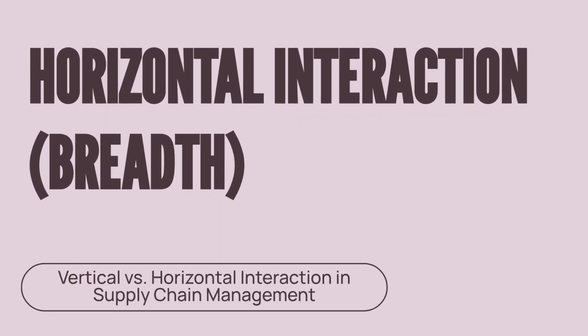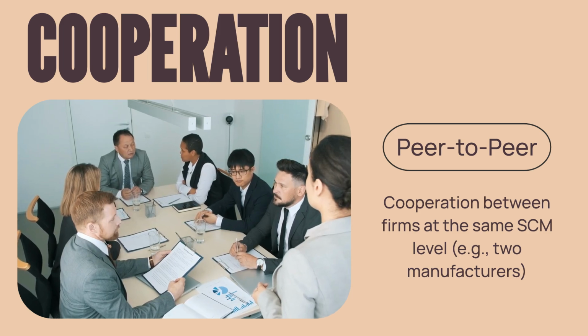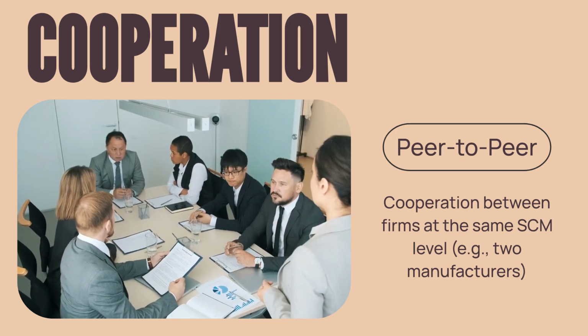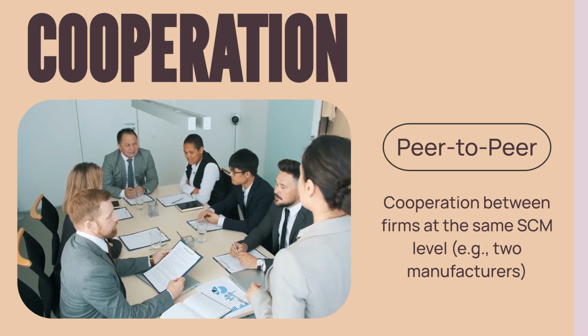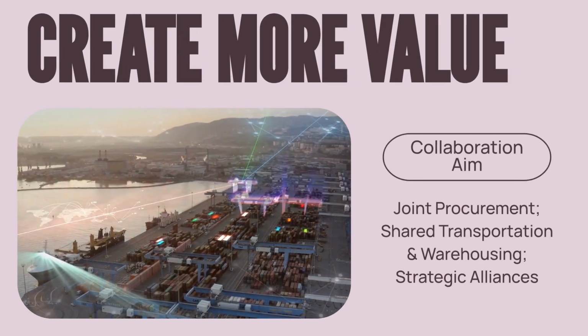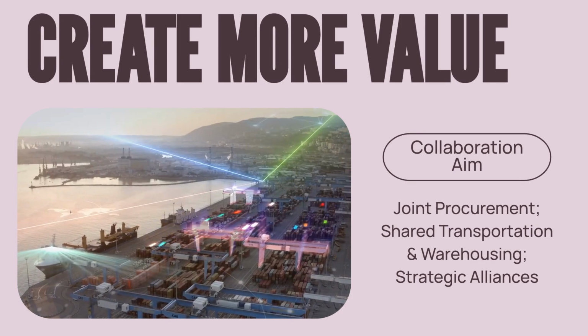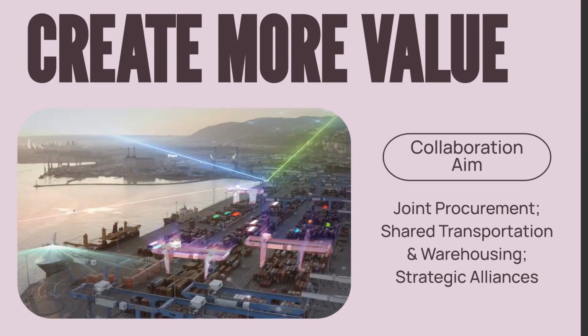Now let's look at horizontal interaction, which is defined by breadth. Horizontal interaction is cooperation between firms operating at the same level of the supply chain. For example, two manufacturers, two retailers, or two logistics providers. Instead of competing on everything, these firms collaborate on selected activities to create more value, like joint procurement to get better prices, or shared logistics to reduce overhead.